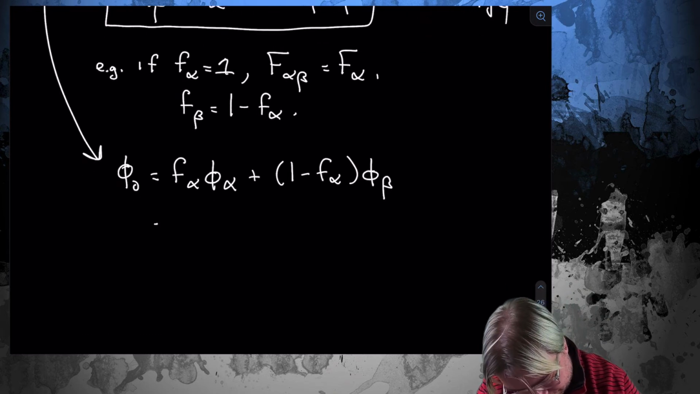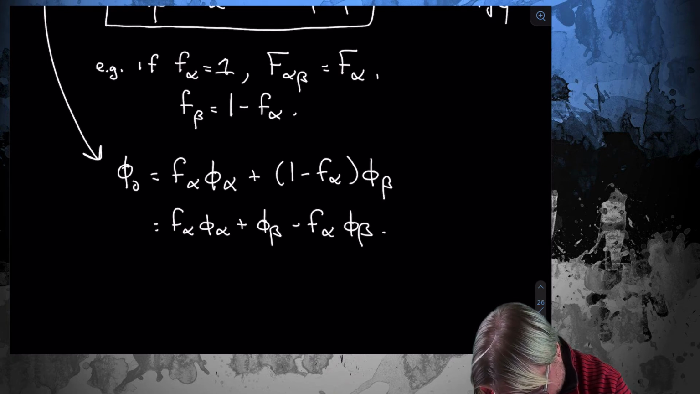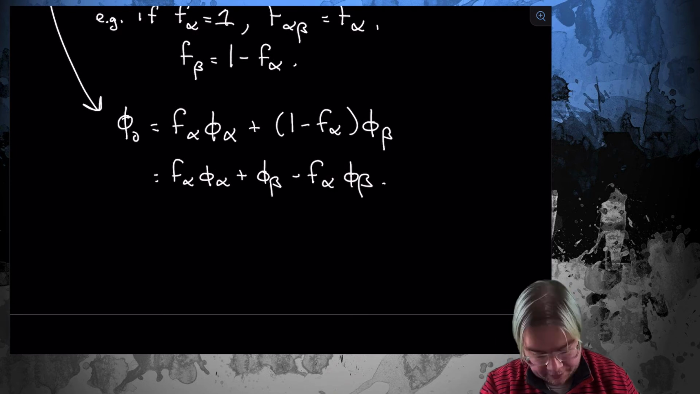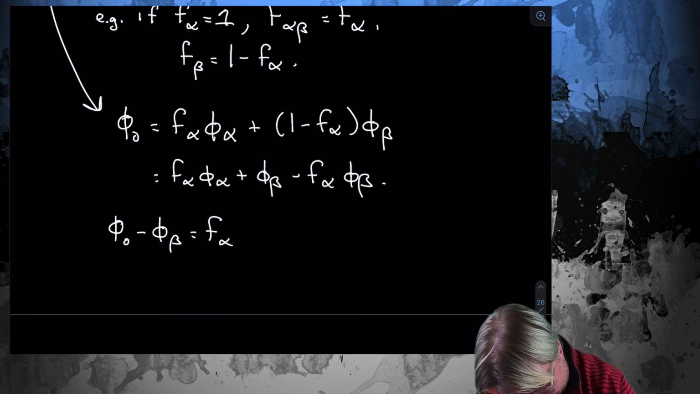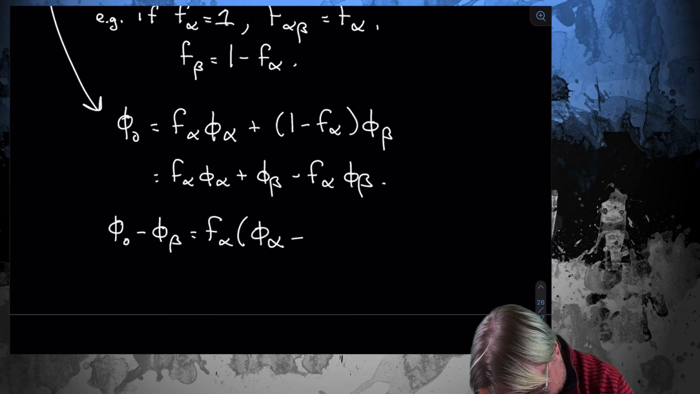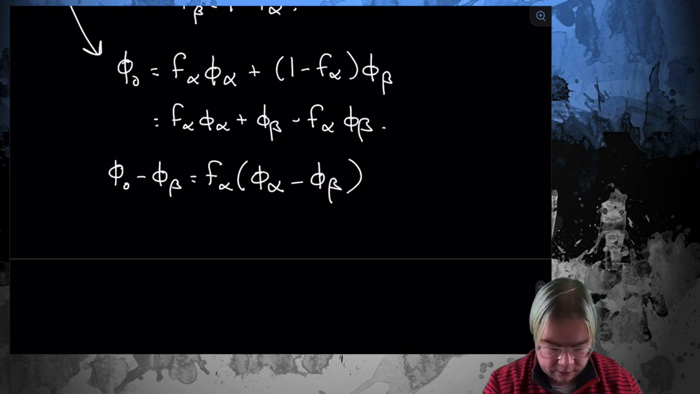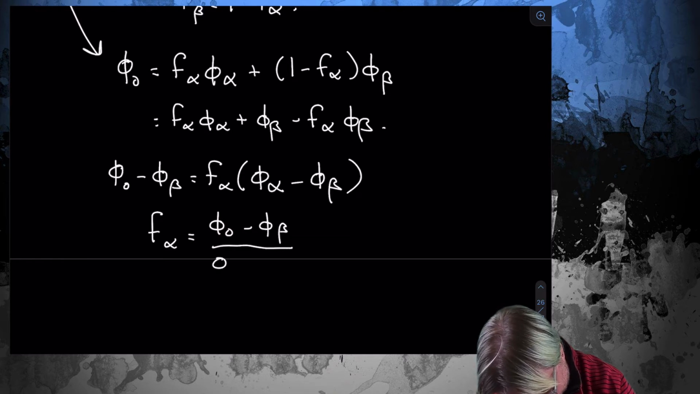And I can just multiply through. So this will give me f alpha phi alpha plus phi beta, and then minus f alpha phi beta. And I can group some terms together. So let's take phi beta to the other side. So I'll get phi 0 minus phi beta is equal to f alpha times phi alpha minus phi beta. And just divide through, and that turned out to not be so bad. So f alpha is phi 0 minus phi beta divided by phi alpha minus phi beta.